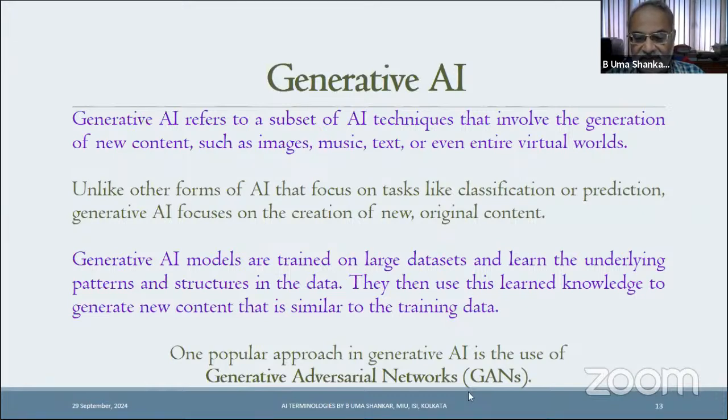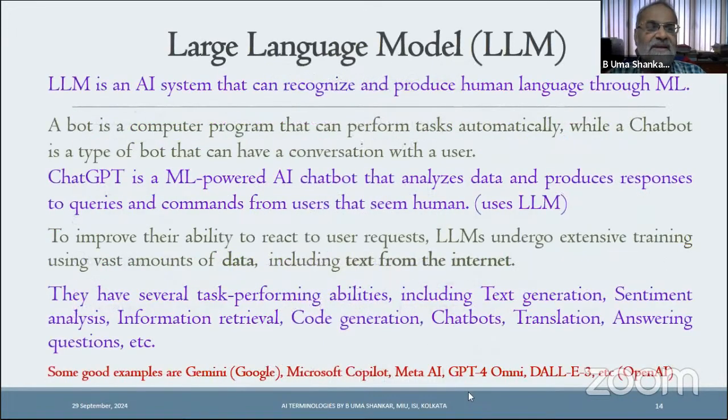One popular approach in generative AI is the use of generative adversarial networks. Large language model. A large language model is an AI system that can recognize and produce human language through machine learning. A bot is a computer program that can perform tasks automatically, while a chatbot is a type of bot that can have a conversation with a user.